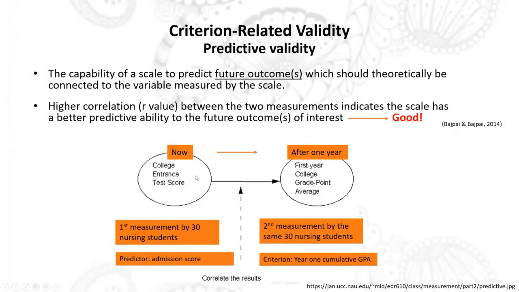I get the GPA of the students. So I have two sets of data again. First is the admission score, the college entrance test score, which I collect at the time they are admitted to the college. And the second data, I get after one year of their admission: their GPA. And then I do a comparison to check their correlation. Again, the same test, correlation analysis again. What do you think this time?